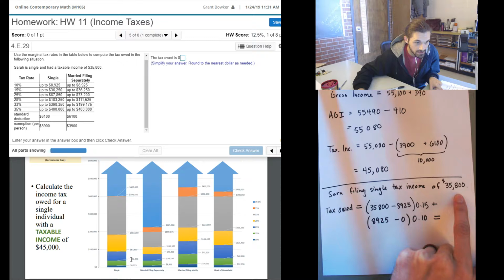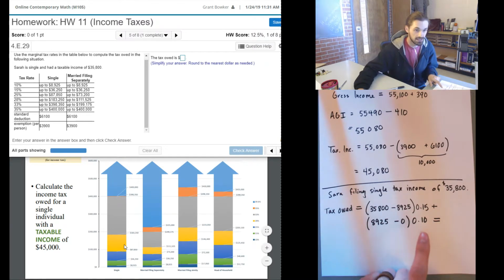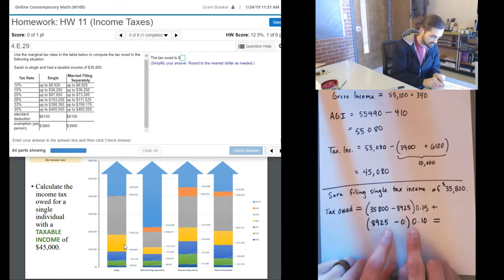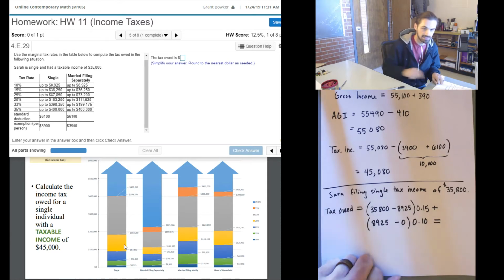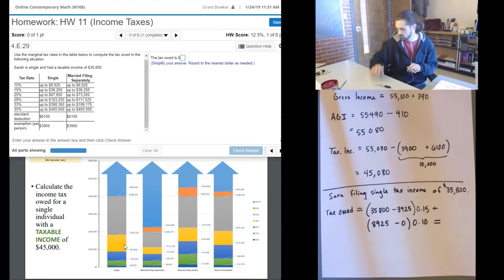Recognize anything between 36,250 and 87,850 is going to be taxed at the 25% rate. Anything between 87,850 and 183,250 would be taxed at the yellow rate, which is the 28% rate. So notice the amount of tax that we're taking is broken up into segments. This is a graduated tax, is what this is called.